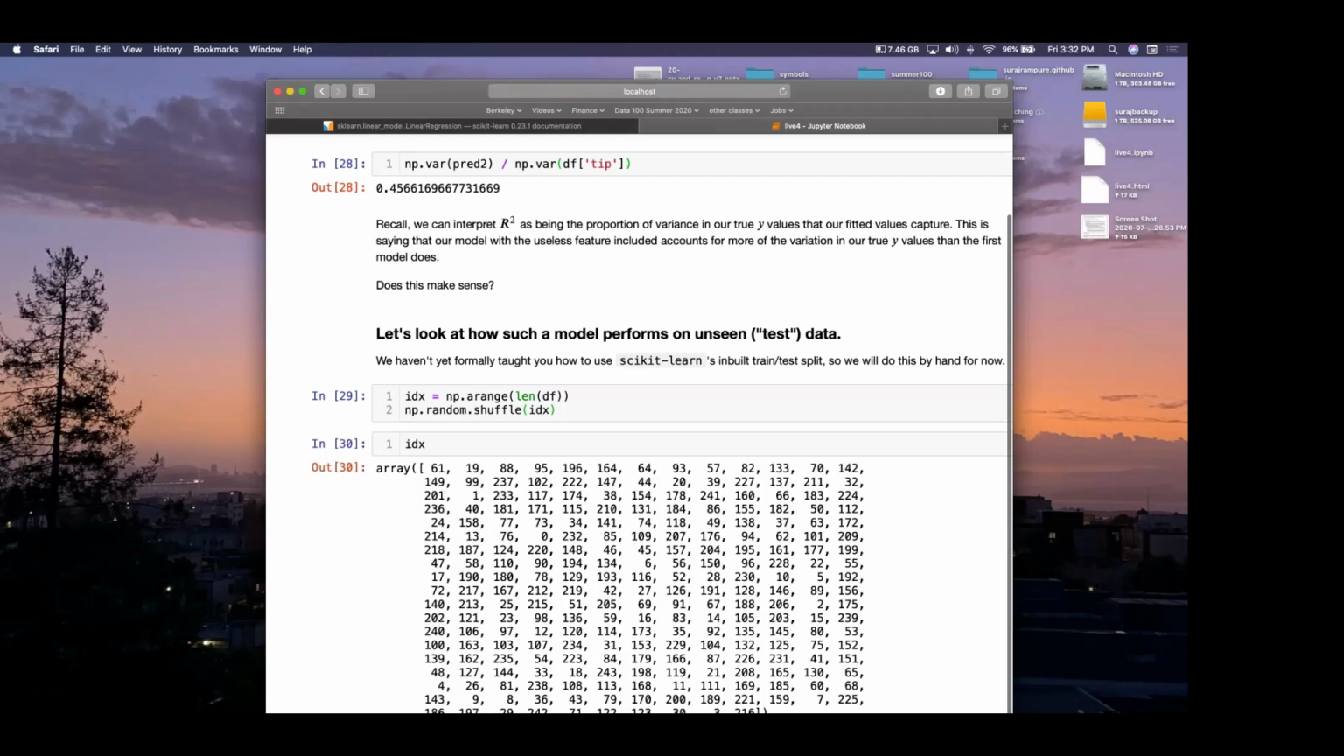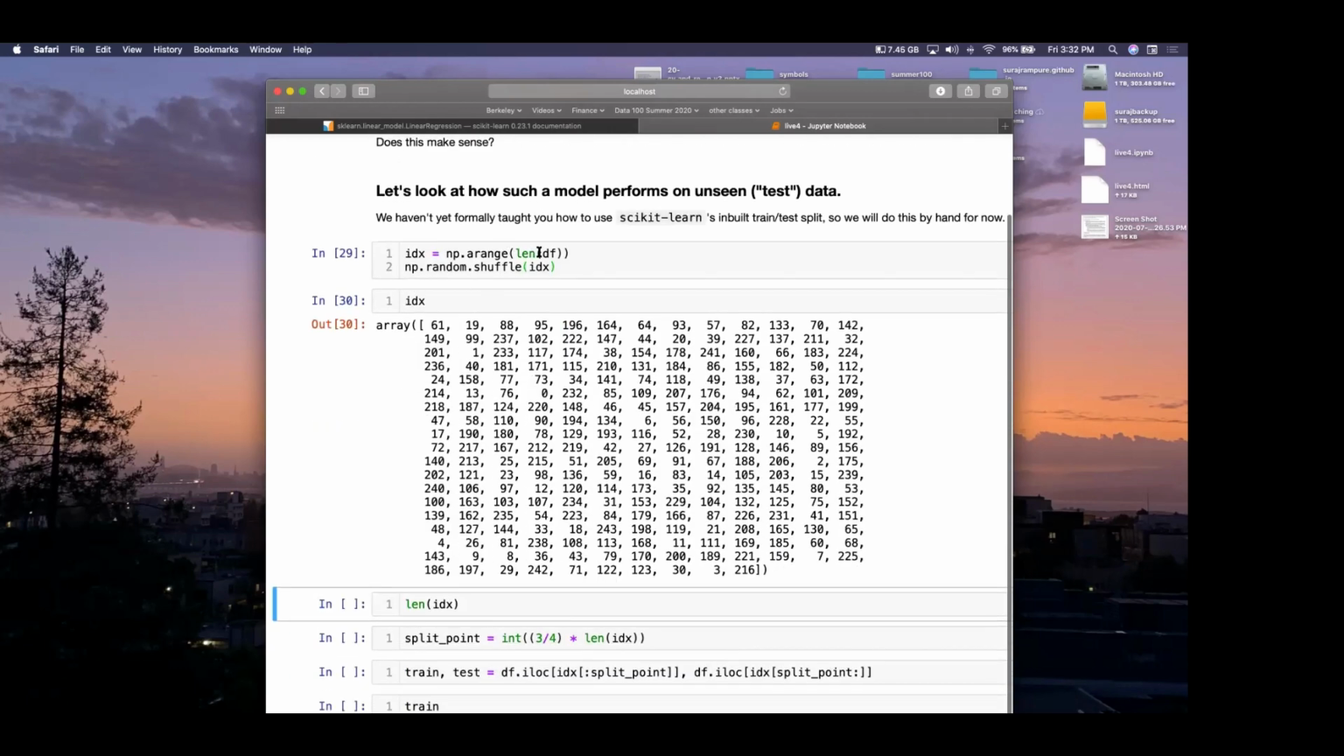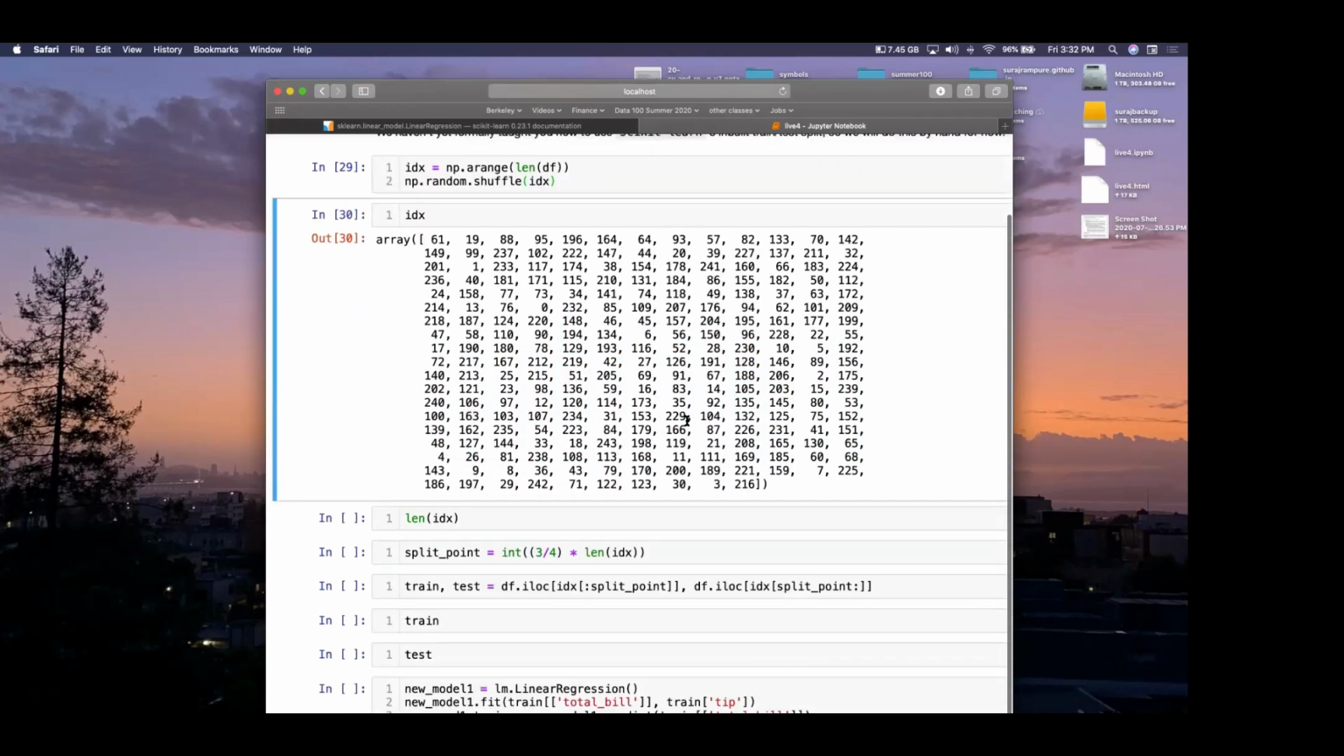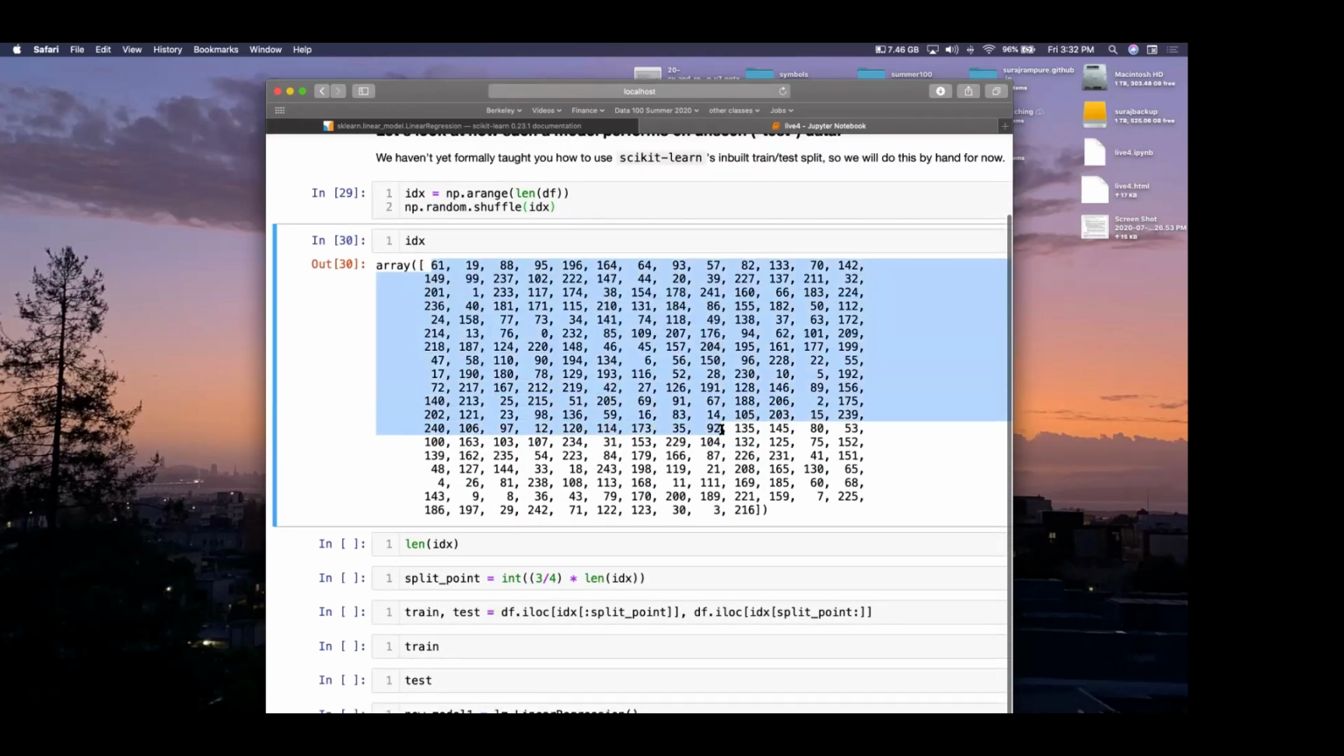Essentially what I'm doing is taking all of the indexes in my data frame, shuffling them up, and taking the first 3/4 of them and saying those are the indices corresponding to my training data. And I'll take the last quarter.